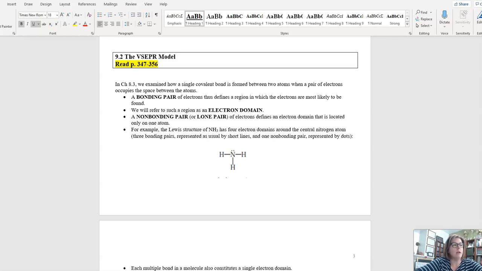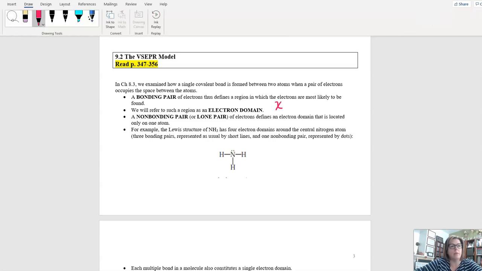We learned in chapter 8, we examined how single covalent bonds are formed between two atoms when a pair of electrons occupy that same space as the other atoms. And we have what's called bonding and non-bonding. So in a bonding pair of electrons, it defines a region in which the electrons are most likely to be found. So when you are taking that one element and bonding it into the other element, we're talking about these electrons right there. Those are our bonding.